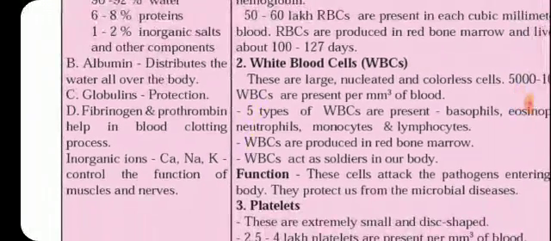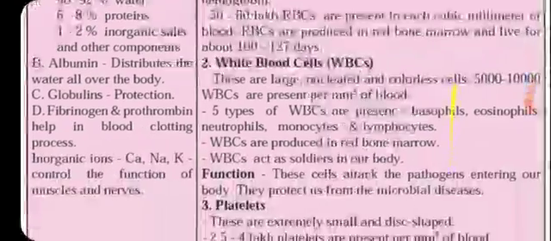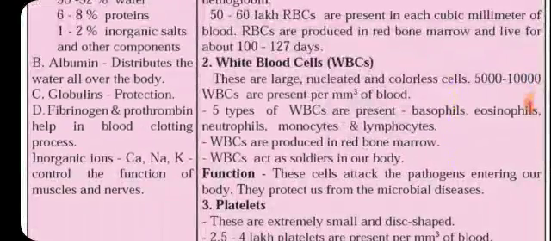Then globulins are there. They help in protection. Fibrinogen and prothrombin help in the blood clotting process. Inorganic ions like calcium, sodium, potassium control the function of muscles and nerves. Blood cells are of three types: red blood corpuscles, that is RBCs, white blood cells, that is WBCs, and platelets.